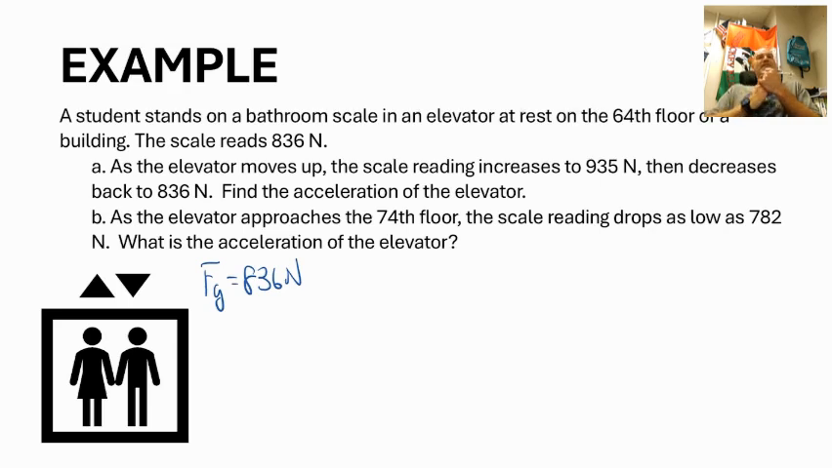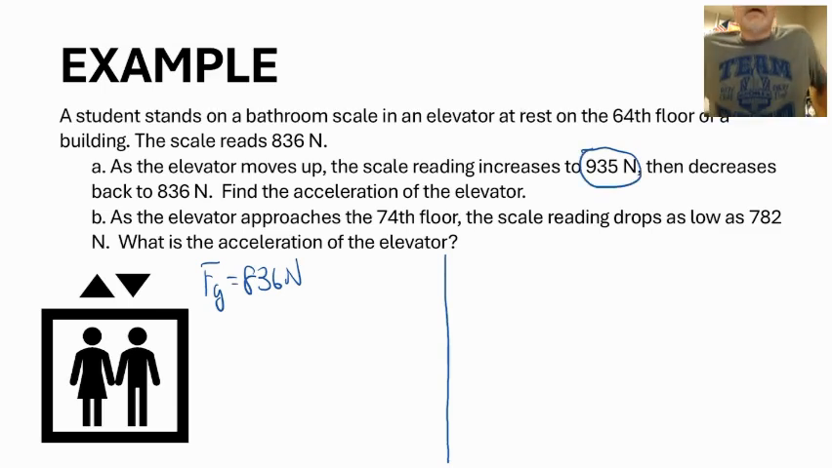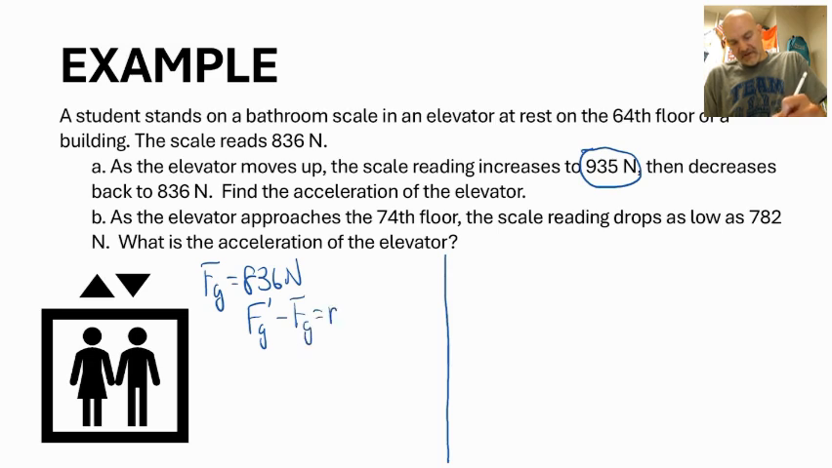And then part B says, as the elevator approaches the 74th floor, the scale reading drops as low as 782 newtons. What is the acceleration of the elevator? Okay, so this 935, that is our apparent weight. As it's accelerating, we're gaining weight. So we would do F_G prime minus F_G equals m a, and we want to solve for a.